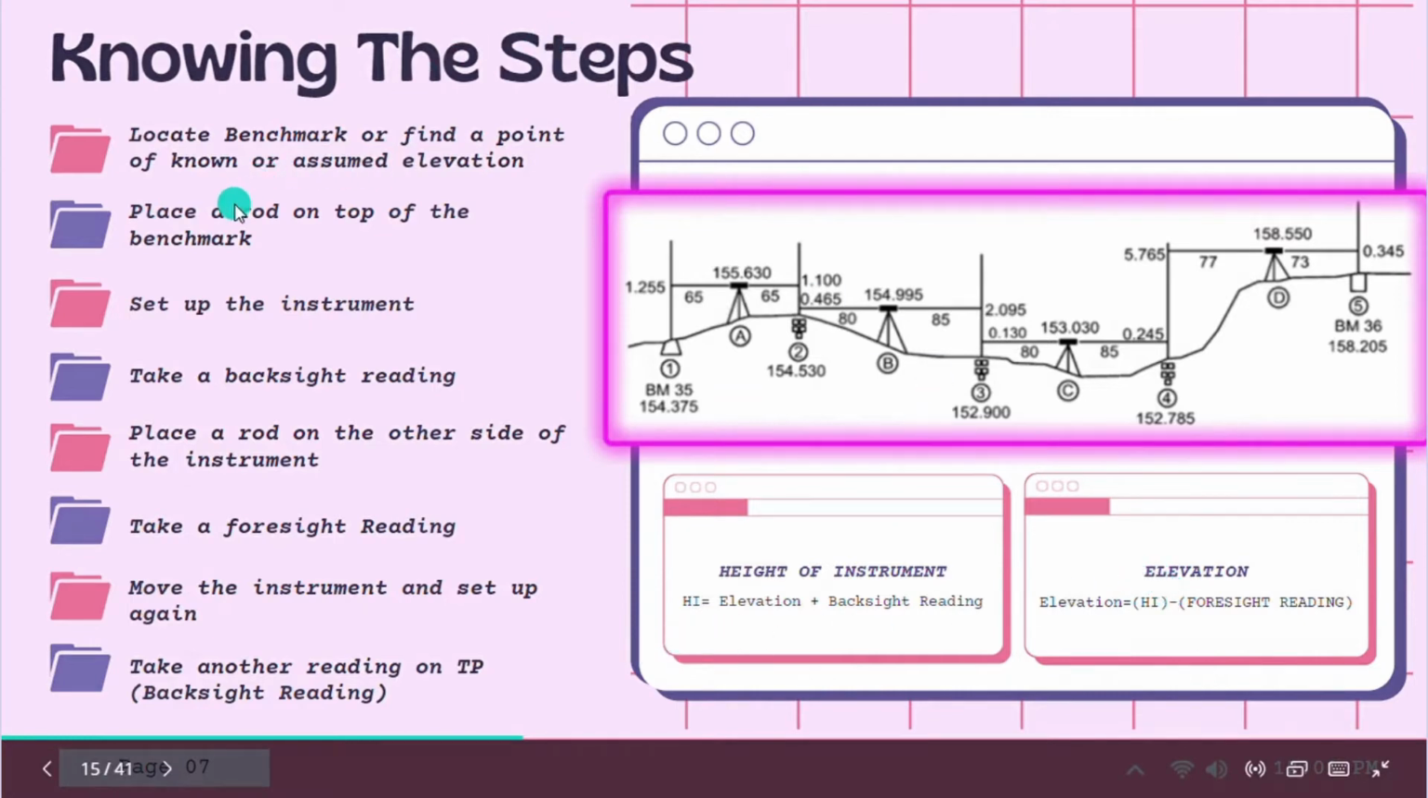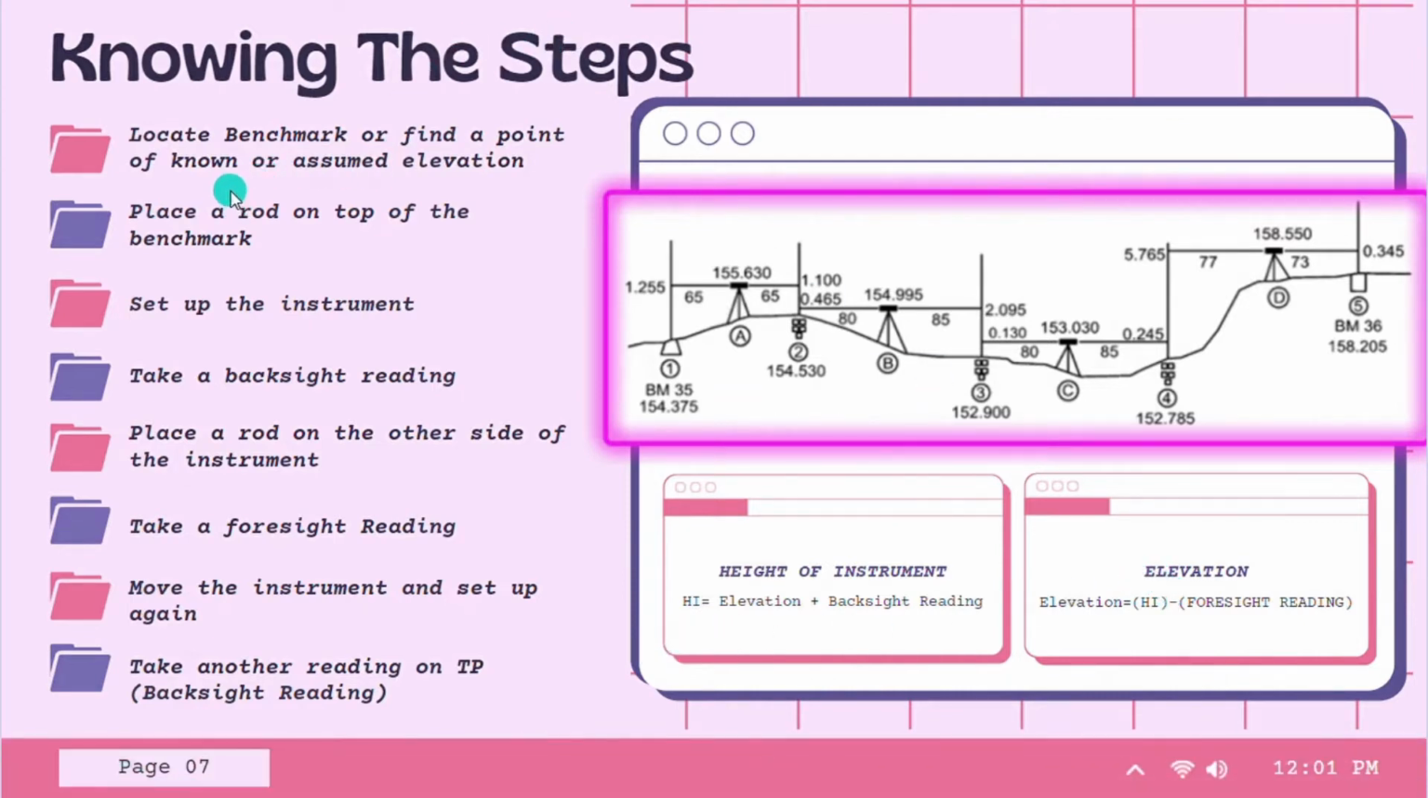Number one is we have to locate a benchmark, or find a point of known or assumed elevation. In our example here, our benchmark is PM35. Since it is a benchmark, we already know the elevation of this point. So we have an elevation of 154.375. Next, we place a rod on top of that benchmark.